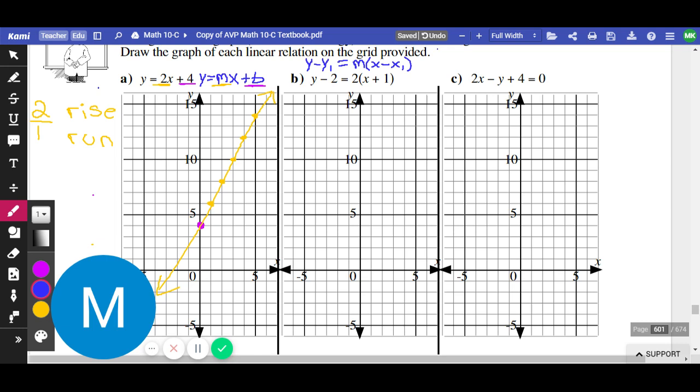To graph, you need a starting point. In this case, the starting point is not a y-intercept. The starting point is just a random point. They give you your random point by using your y1 and x1 values.